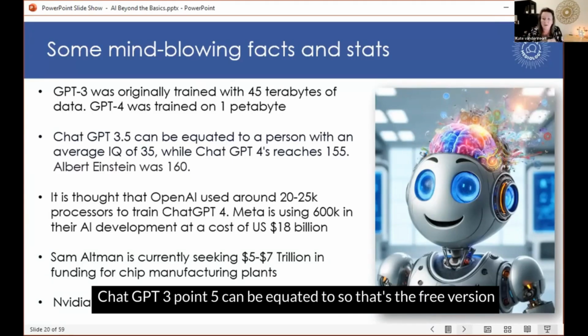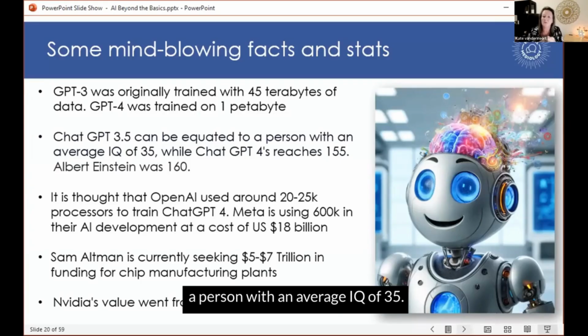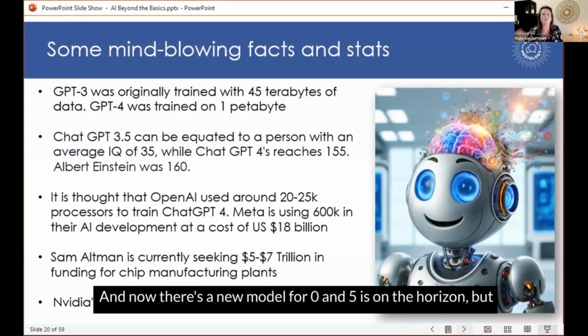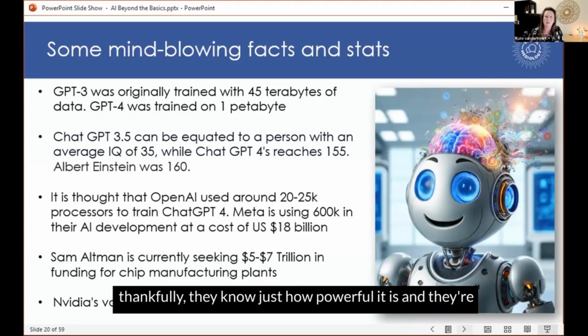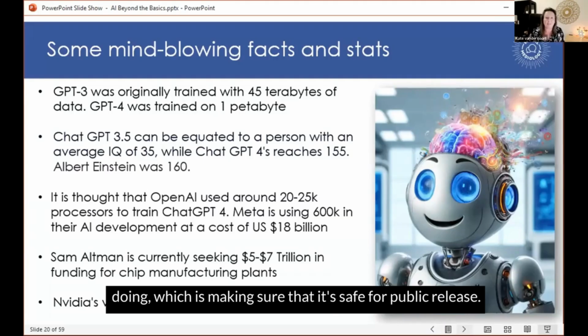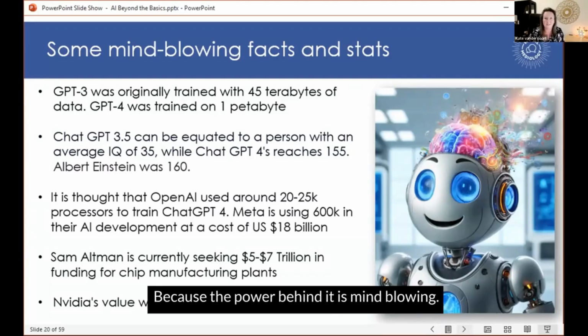ChatGPT 3.5, that's the free version of ChatGPT, can be equated to a person with an average IQ of 35, while ChatGPT 4 is 155. Albert Einstein was 160, and we're already up to 4.5, and now there's a new model, 4.0, and 5 is on the horizon. But thankfully they know just how powerful it is, and they're making sure, hopefully, they're doing what they say they're doing, which is making sure that it's safe for public release, because the power behind it is mind-blowing.